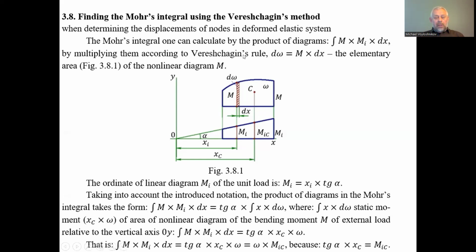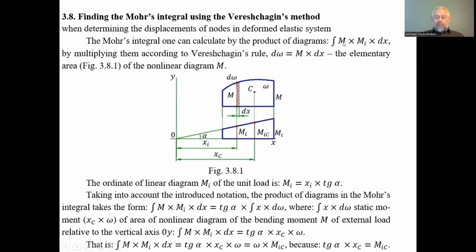So to use the Vereshchagin rule to simplify the product of diagrams, exactly, if we have the mathematical equations for the dependencies of each diagram of the bending moment under the influence of the external load on the mechanical system, and the mathematical equation for the bending moment of the mechanical system elements under the influence of the unit force in the direction of the displacement to be found by the Mohr integral, in this case we will use the Mohr integral to determine the displacements of the point of the mechanical system in the required direction.